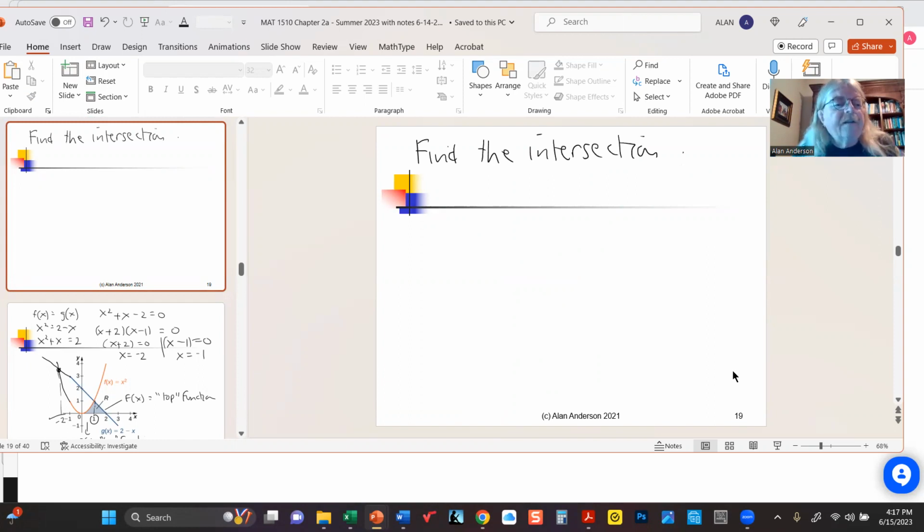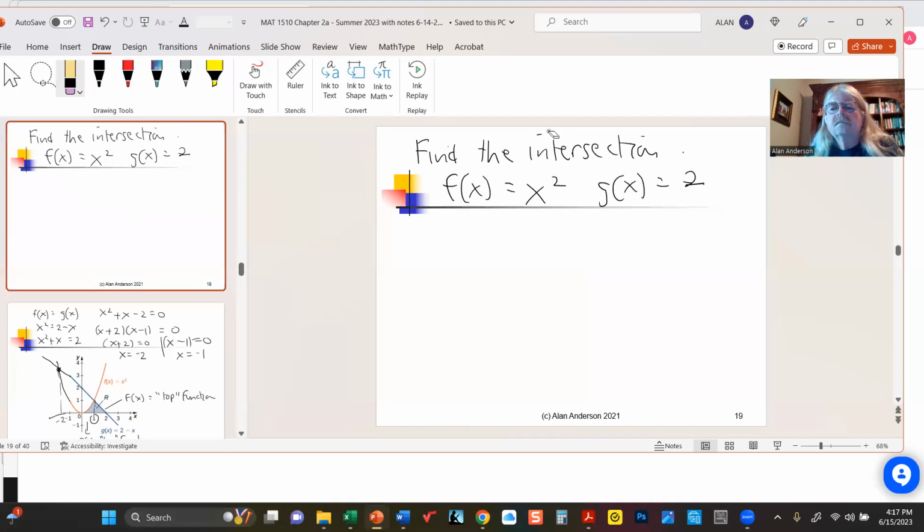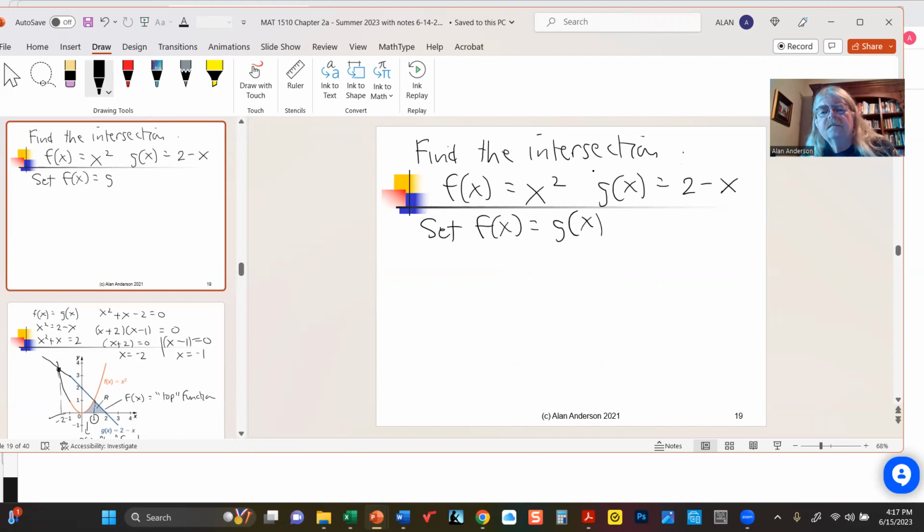Okay, so once again, f of x is x squared, g of x is 2 minus x. So how do you know where they intersect? Well, you just set them equal to each other. x squared equals 2 minus x. Actually, I don't need parentheses, 2 minus x.